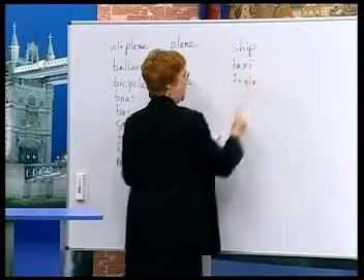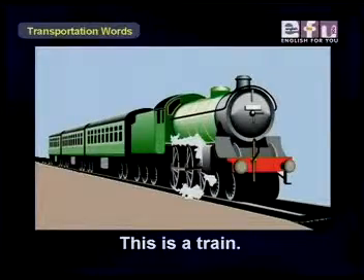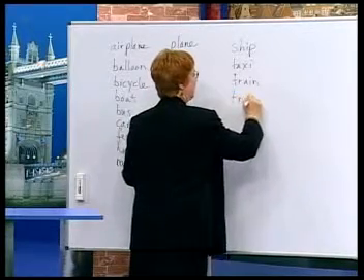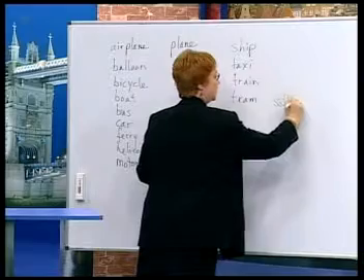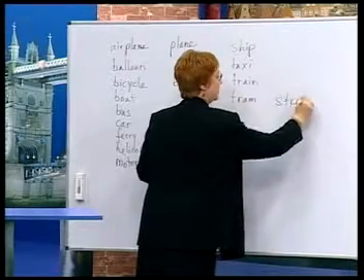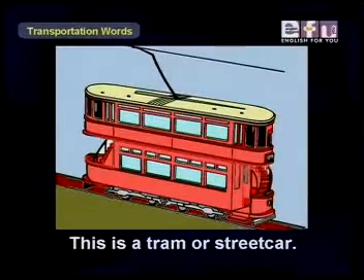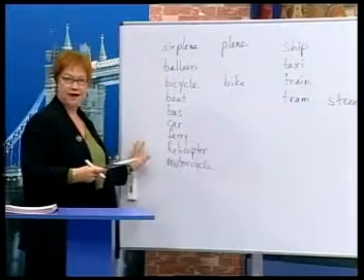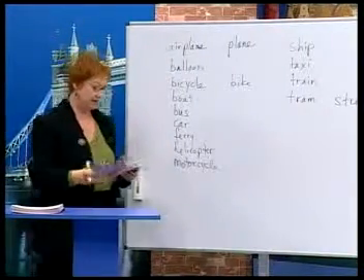Next we have train. This is a train. And finally we have tram or streetcar. This is a tram or streetcar. So all of these are ways to travel. This is what you call the things.